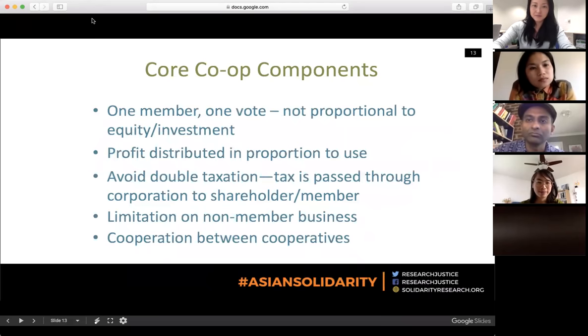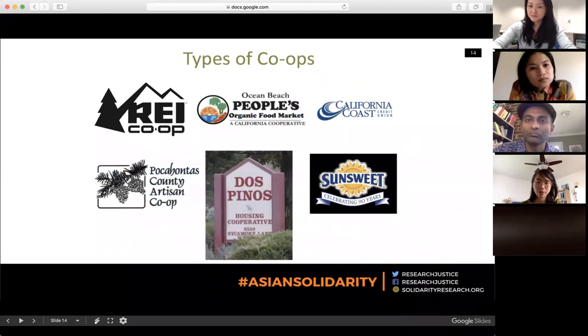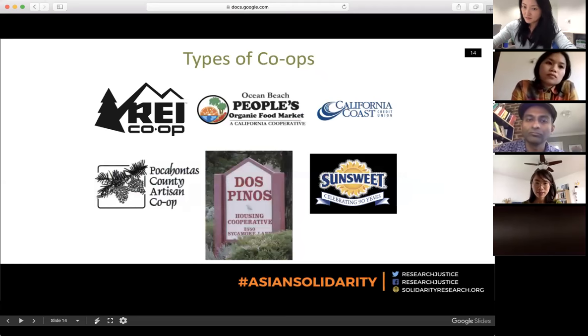Next slide, please. So I just want to give a brief outline of the different kinds of co-ops that exist. We're not going to go into detail about all of them, but I also often hear that co-ops are really rare, like I don't see them around, and sometimes we just don't know that they're around. So these are some that I just wanted to pick out from different sectors.